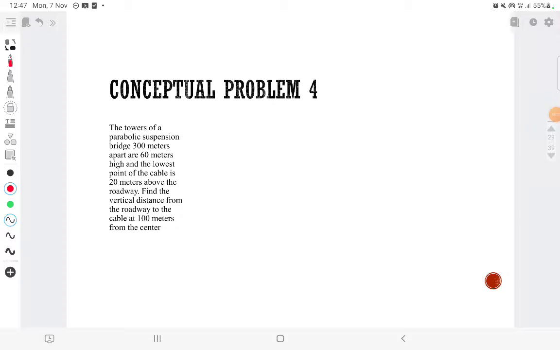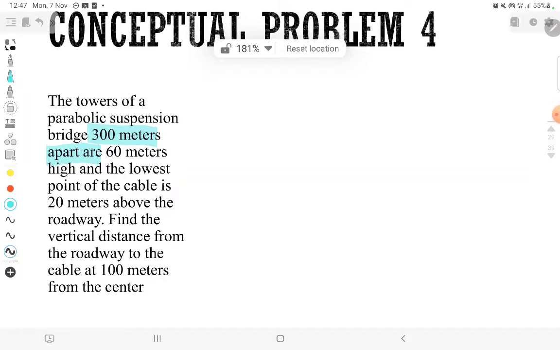Now let's have another problem. We have our problem number 4. The towers of a parabolic suspension bridge 300 meters apart are 60 meters high, and the lowest point of the cable is 20 meters above the roadway. So find the vertical distance from the roadway to the cable at 100 meters from the center.